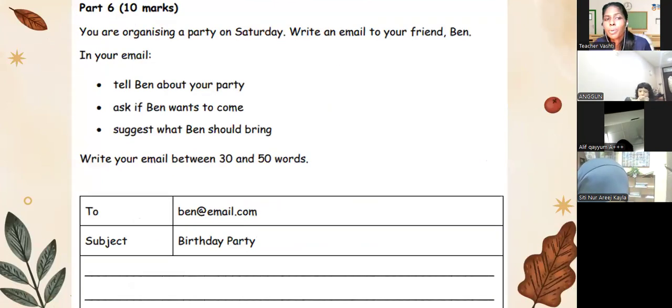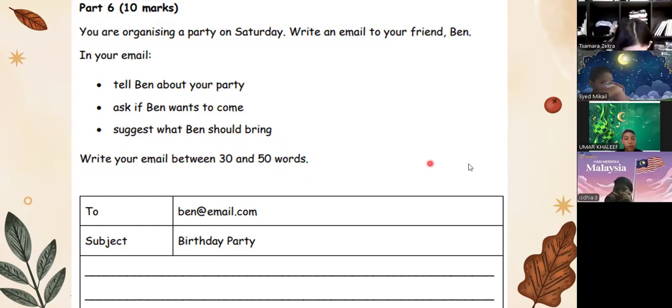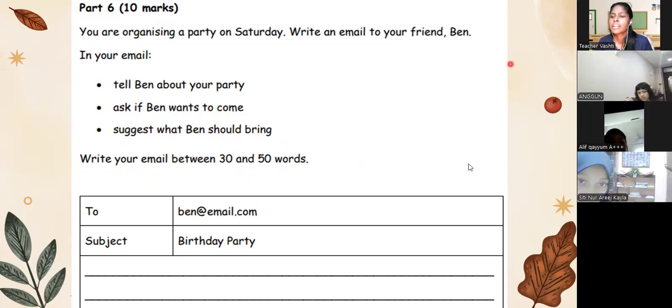Okay. Now, we are going to move on to our last part of our test paper for today. Part 6 carries 10 marks, and this is what you are to write. You are organizing a party on Saturday. Write an email to your friend Ben. In your email, tell Ben about your party. Ask if Ben wants to come and suggest what Ben should bring. Write your email between 30 and 50 words and you can write it in the chat box. I want to see and read your answers. So please write it in the chat box.